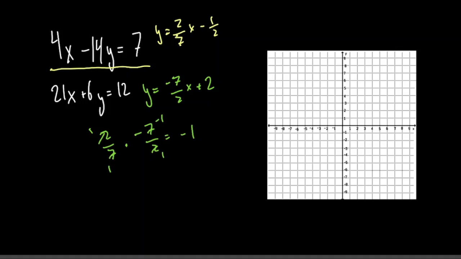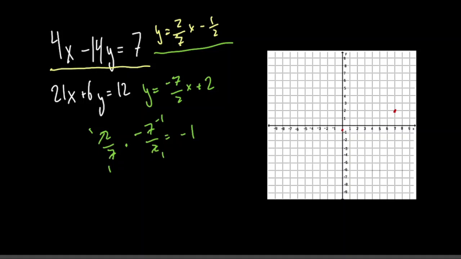Starting with the first one right here, we have 2 over 7x minus 1 over 2. So the y-intercept is negative 1 over 2, so that's roughly here. And it's rise over run, so we go up 2, right? So 1, 2, and we go to the right 7. So 1, 2, 3, 4, 5, 6, 7. That's right here.